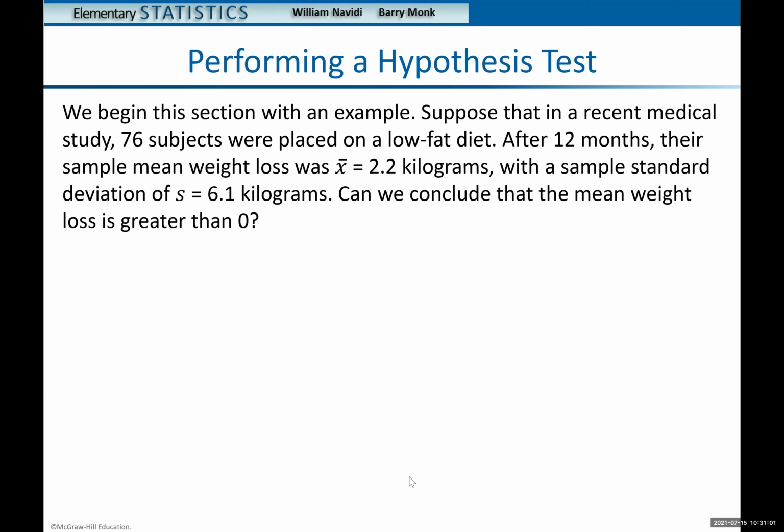All right. So we should start with our 6 steps. Step number 1. What's step number 1? State the hypothesis, null and alternate. Yes. Okay, so state the hypothesis, and we're going to write our null and alternate hypothesis.